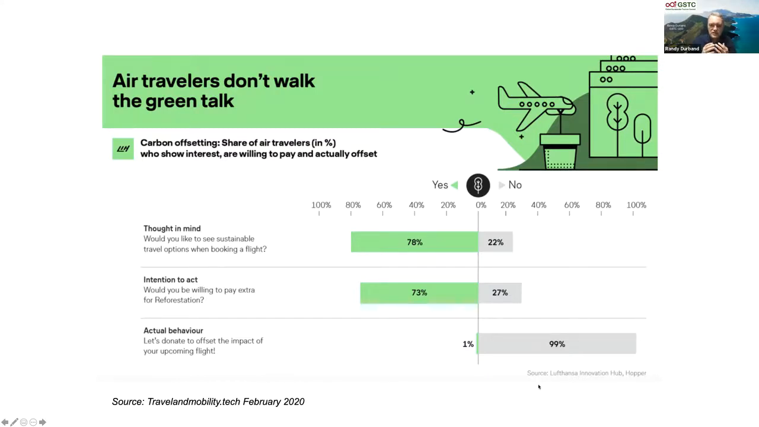Ladies and gentlemen, this is very typical of what we're seeing in the world, that travelers and consumers are increasingly concerned about the state of the world. They want to travel more sustainably. They want to travel more responsibly, but do they do it? Do they pay for it?